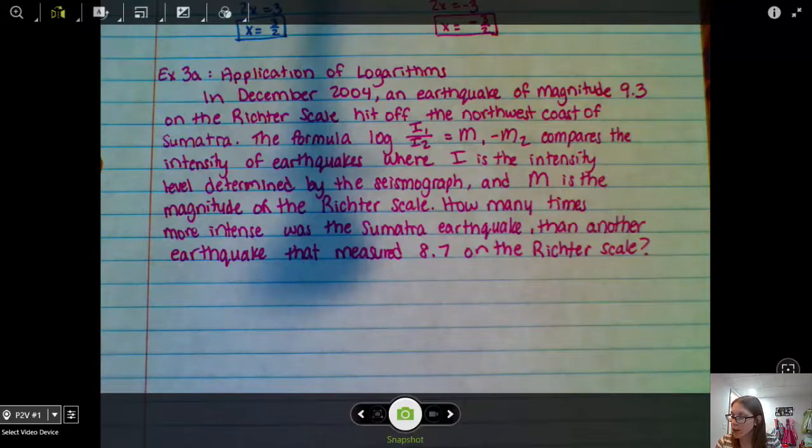The formula log of I1 over I2 equals M1 minus M2 compares the intensity of earthquakes, where I is the intensity level determined by the seismograph, and M is the magnitude on the Richter scale. How many times more intense was the Sumatra earthquake than another earthquake that measured 8.7 on the Richter scale?